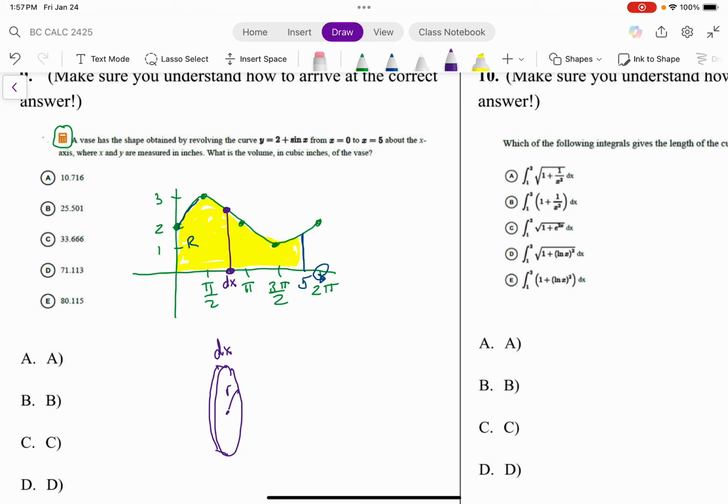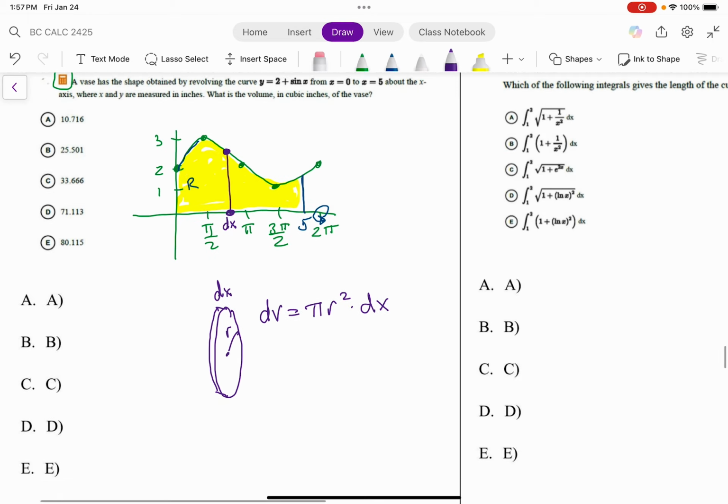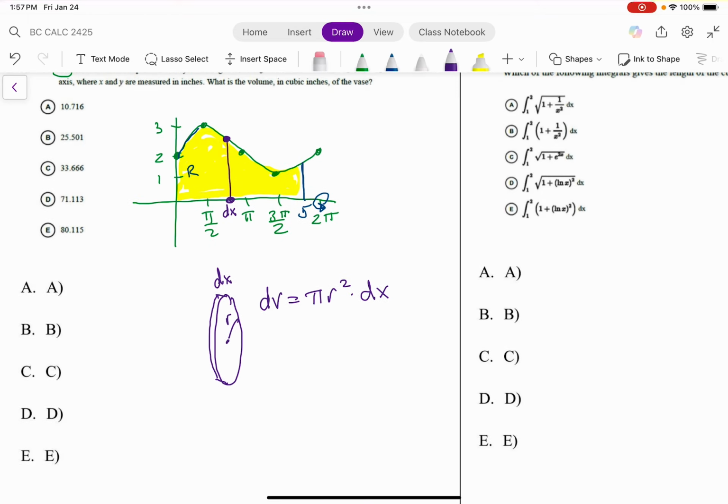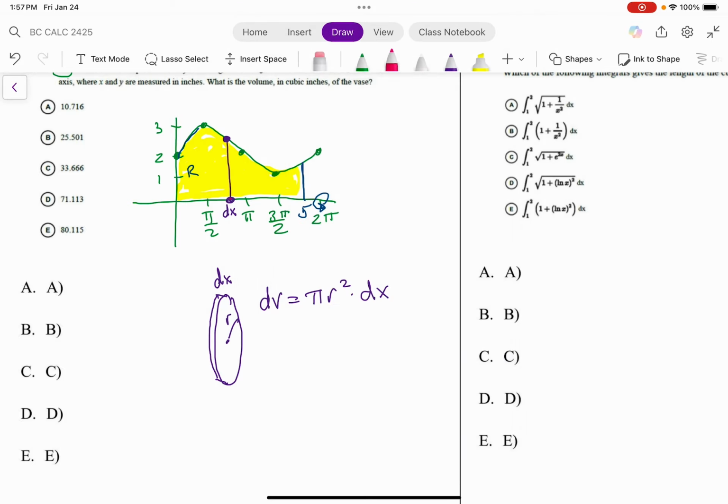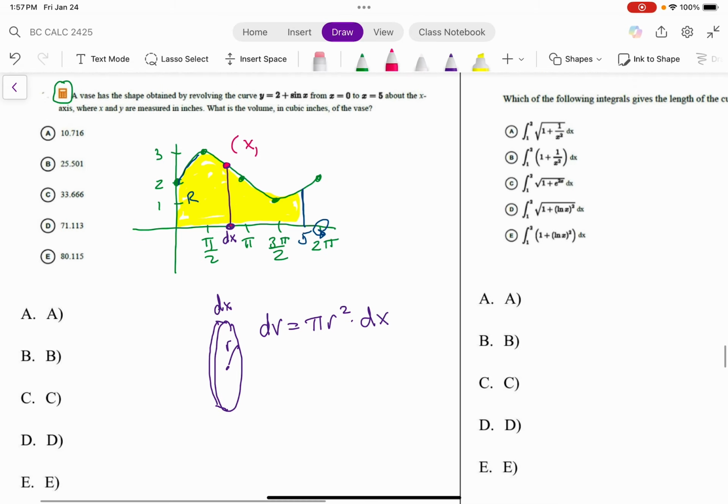Okay, and so the volume of this little disc is pi r squared dx. And then we need an expression for r. Again, we're committed to this being a dx problem, so we get to name coordinates in terms of x. So this coordinate here is just x, comma, and we're on the curve, so the y coordinate can be named 2 plus sine of x.